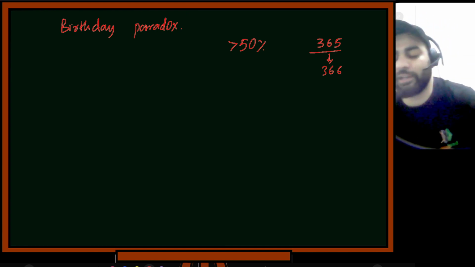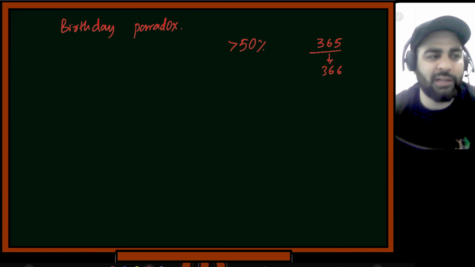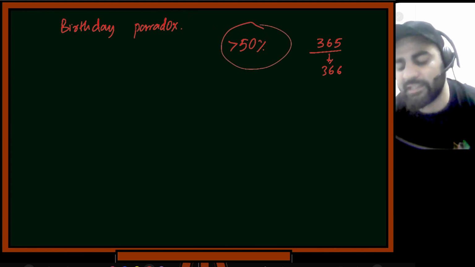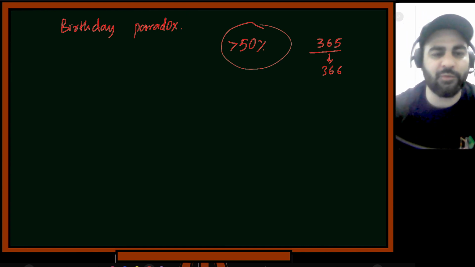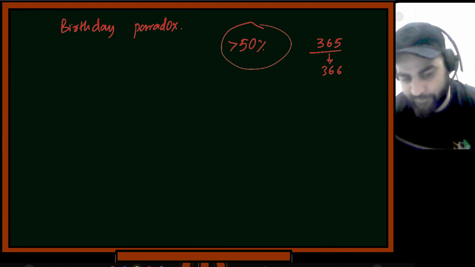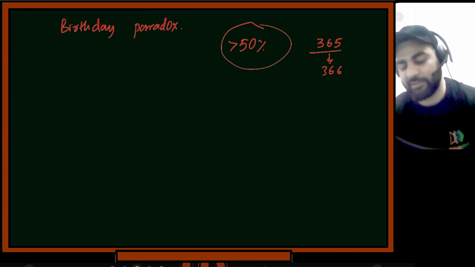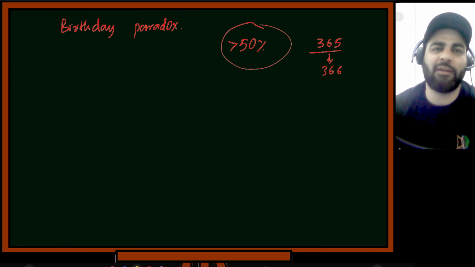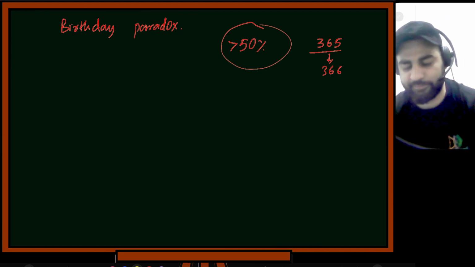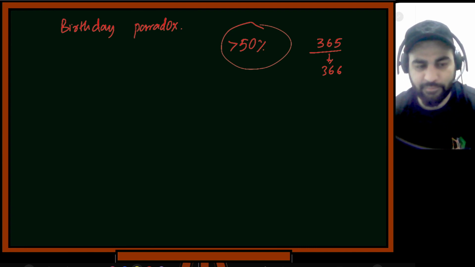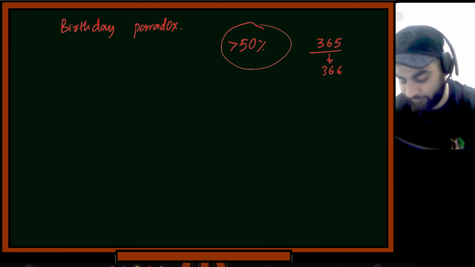So now the question is, how many people do you need so that the probability that two people share a birthday is greater than 50%? What is the answer intuitively? What do you say, Zakir? What does your intuition say about this? How many people do you require so that the probability of two people having the same birthday exceeds 50%? Sir, double, 365 times 2.